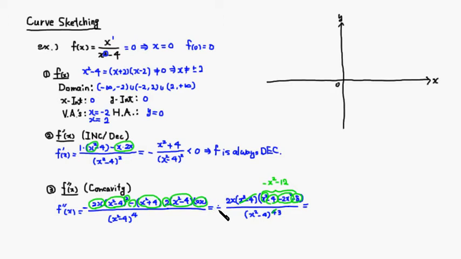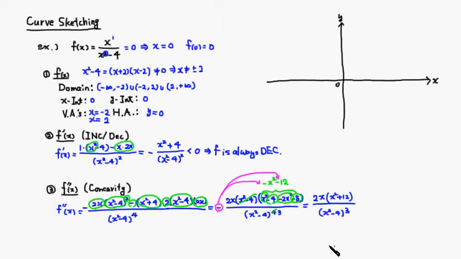there's a negative sign right here, so I'm going to incorporate this guy with those 2 negative signs here and there, to turn them into a positive sign. So you're going to have 2x, so that's gone, so it's going to be positive x squared plus 12, all over quantity x squared minus 4 cubed. So we found the second derivative.